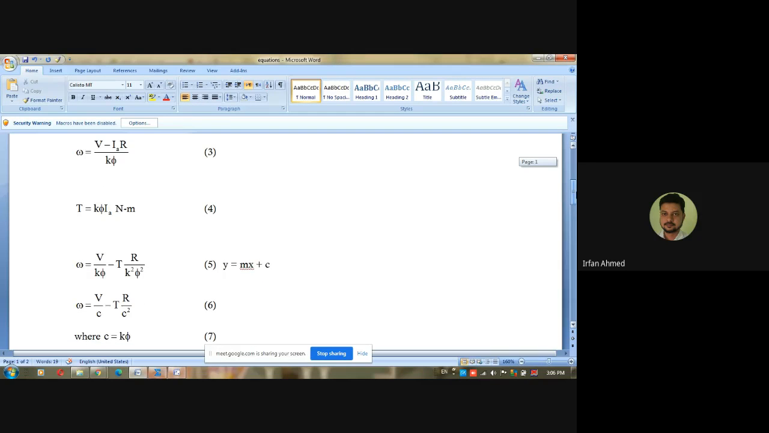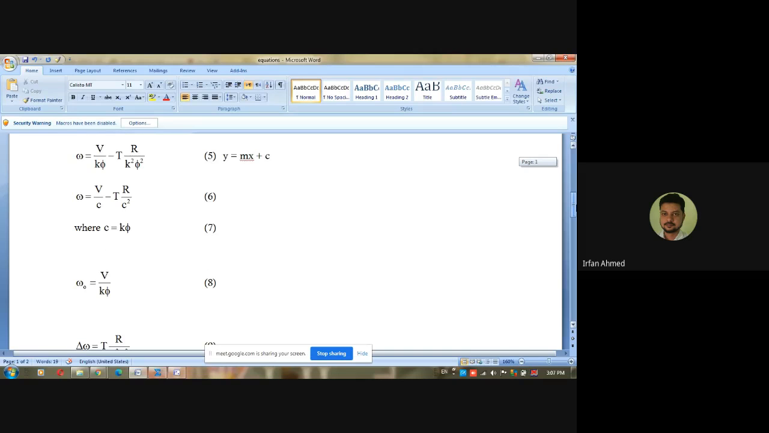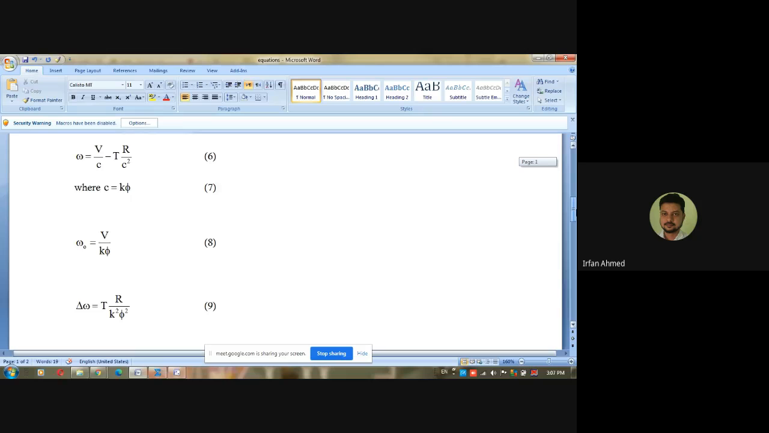Then we had substituted this and seen that the speed torque characteristic of a shunt wound DC motor is the equation of a straight line whose y-intercept is given by V upon K phi. The slope is given by minus Ra upon K square phi square. The no load speed is given by omega 0 is equal to V upon K phi. The change in speed is minus T Ra upon K square phi square. Drop in speed is T Ra upon K square phi square, and when you say drop in speed, the minus sign automatically goes inside. So the speed omega becomes equal to the no load speed minus the drop in speed.